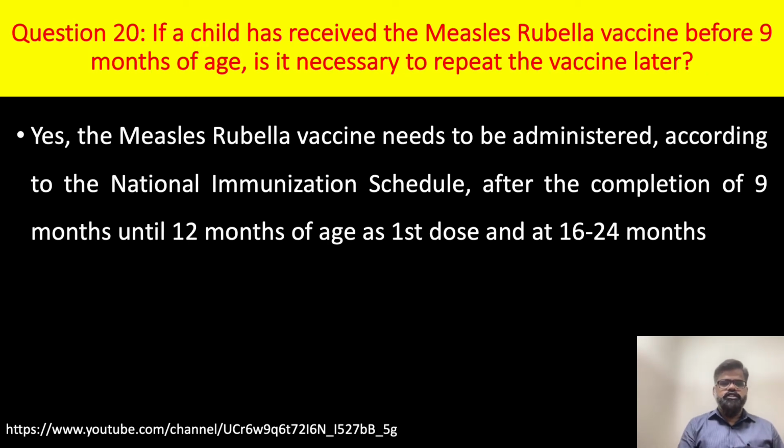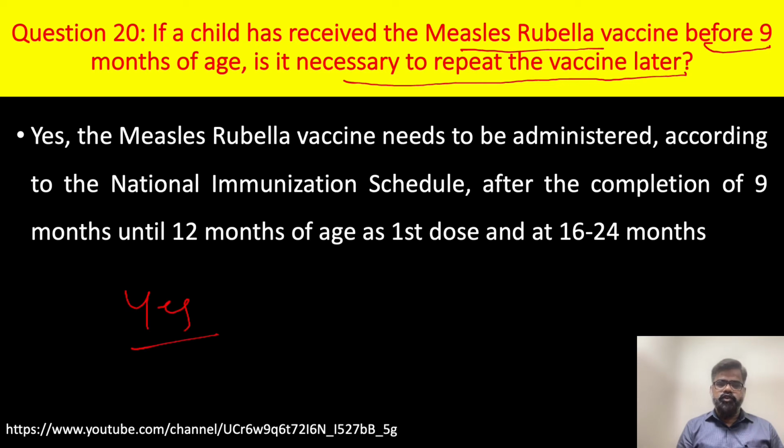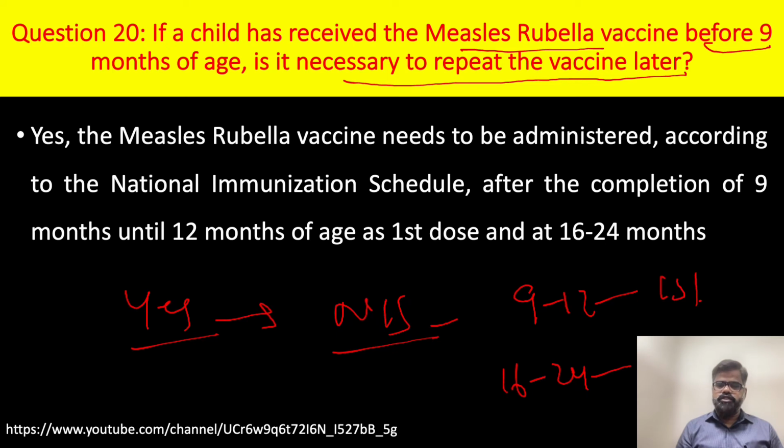Okay. Now, if a child has received measles rubella vaccine before 9 months of age, is it necessary to repeat the vaccine later? The answer is yes. We will stick to the NIS, National Immunization Schedule, which in the case of measles rubella is 9 to 12 months for the first dose and 16 to 24 months for the second dose. This is the first one, this is the second one. So we'll stick with this even if the child has received it in an emergency before 9 months of age, but we'll stick to the NIS.